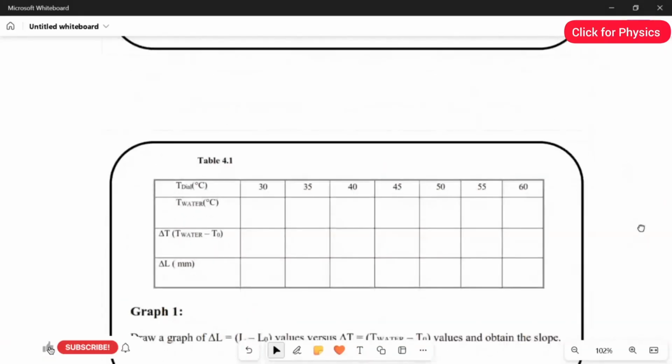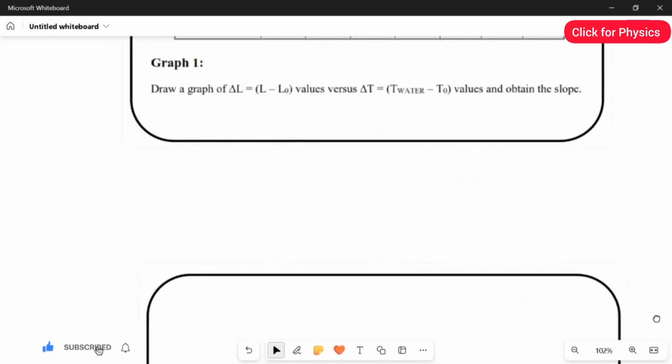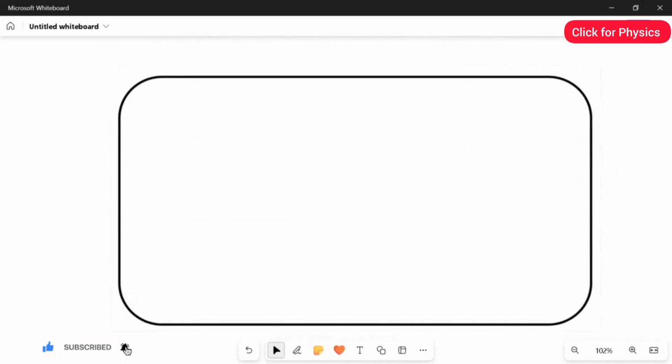After you fill the data in this data table, we are going to draw the graph between delta L and delta T. That means delta L should come on the y-axis and delta T should come on the x-axis. So better I am going to draw the graph in this slide. I have to draw the line for the y-axis, and on the y-axis we are going to take delta L.